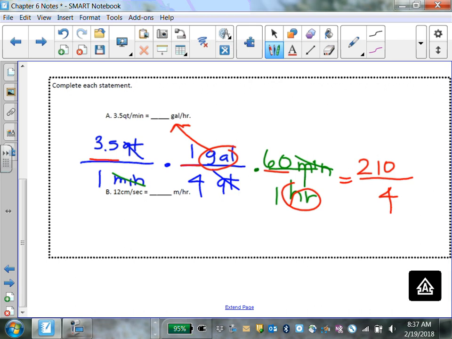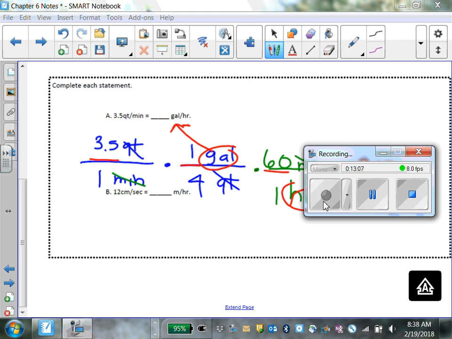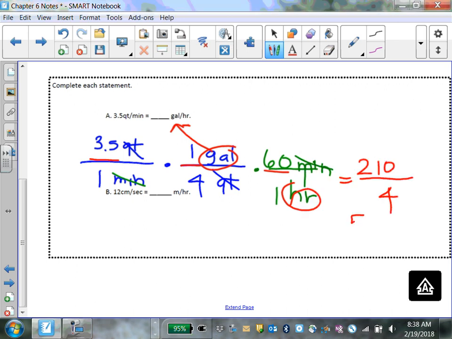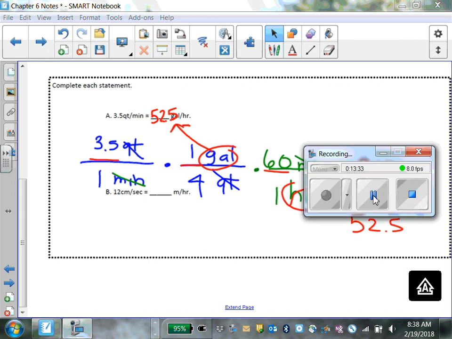You can either do it in a calculator or you can do it in your head. 210 divided by 4. Hopefully you got 52.5. So that means 52.5 gallons per hour. This is just taking what you learned in 5 and making you apply it multiple times, basically. All right. I want you all to do B with your shoulder partner and have me check it, or have me check it tomorrow.